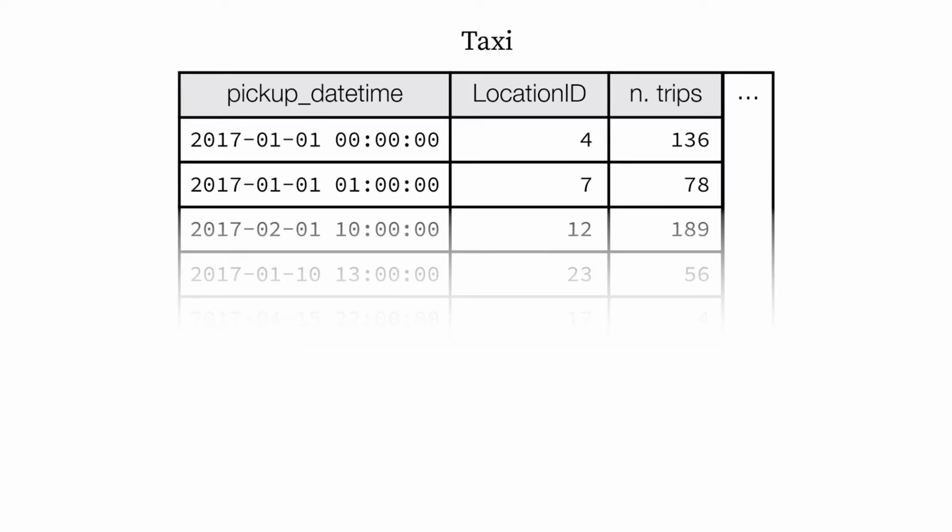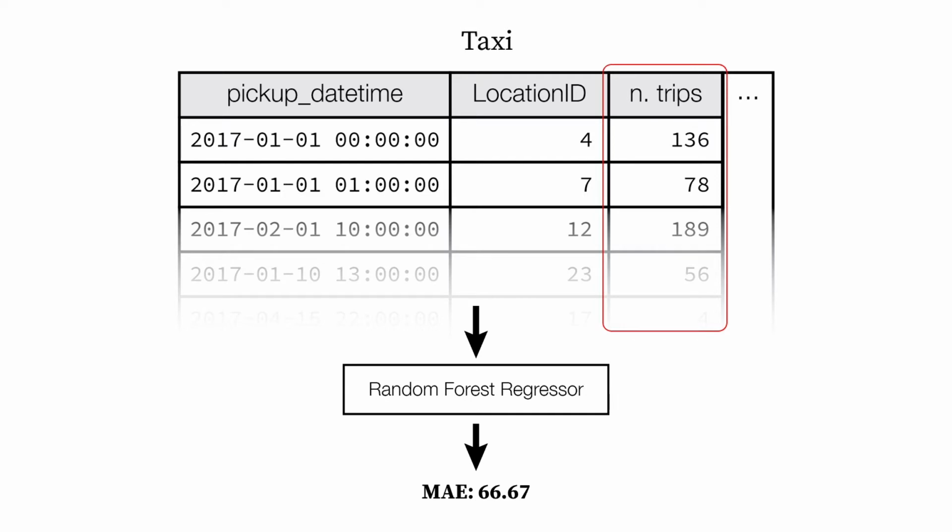Suppose a data scientist is building a regression model for predicting taxi demand in New York. She has an initial dataset which includes some features and the target variable that she wants to predict, number of trips. Her model is not performing well, so in order to improve it, she decided to search for additional features that may affect taxi demand.